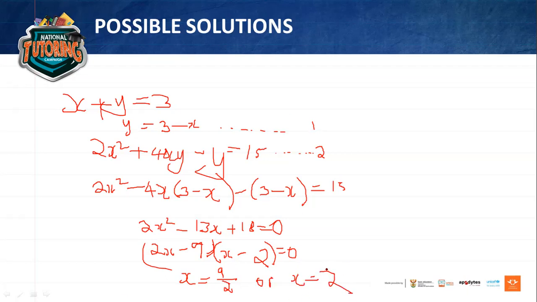But remember, the question says solve for x and y simultaneously. So it means we still need to get our y. It's easy to get the y. We come to this equation, we put the value, and it's going to give us our y, okay? Then y is going to be negative 3 over 2. Or then you put the 2 here, it is 3 minus 2. This one was pretty simple. Then you get y is equals to 1. So you have solved the 2 equations simultaneously.